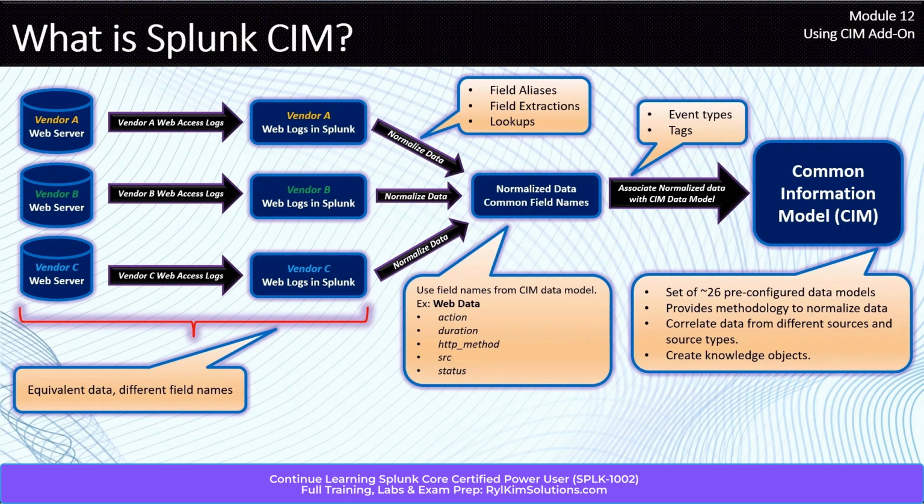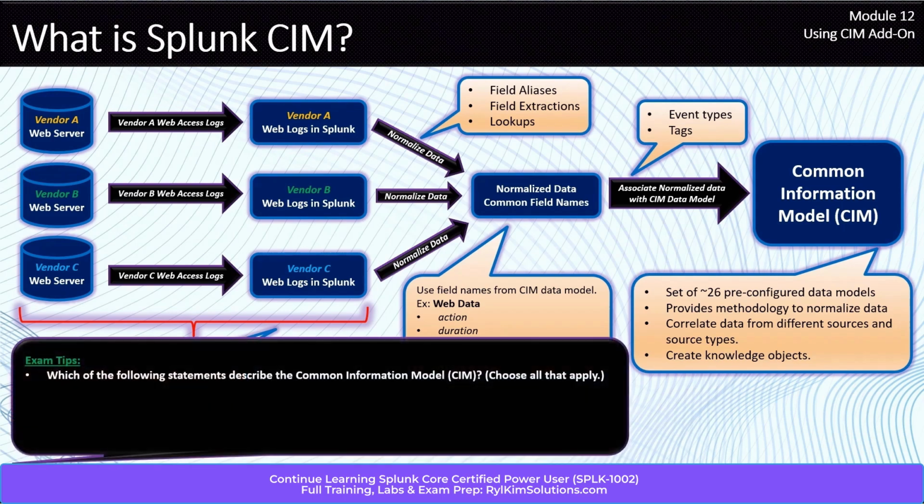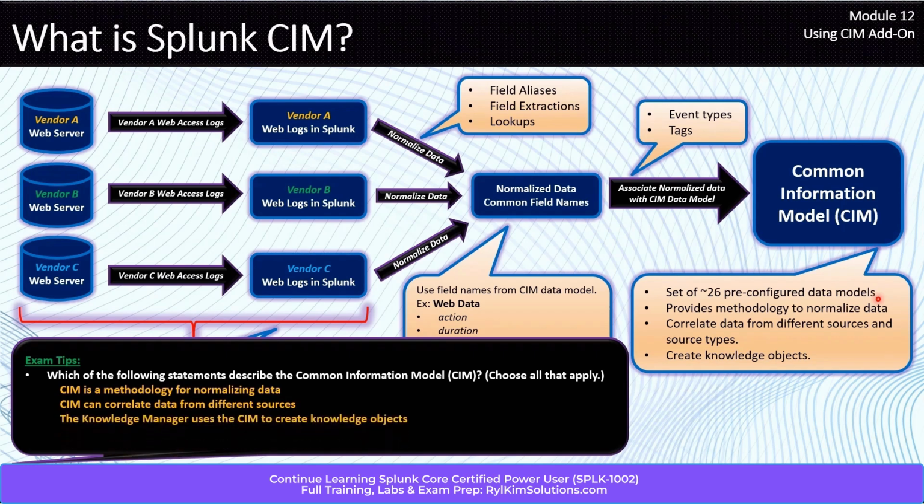So here I think we have an exam tip. Which of the following statements describe the common information model? Choose all that apply. The first one that applies here is that the CIM is a methodology for normalizing data, just as you've seen here. And then the second one is that the CIM can correlate data from different sources. So when you are talking about the CIM, you can have a single data model, but the data within that data model is coming from different sources after you've done your normalization. And then you see that the knowledge manager uses the CIM to create knowledge objects. So you can actually create knowledge objects, as we're saying.